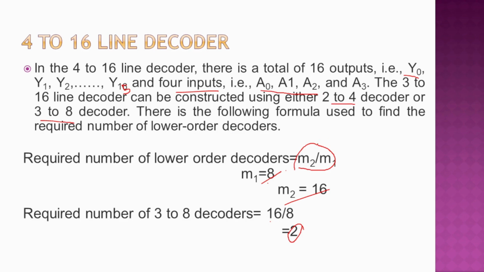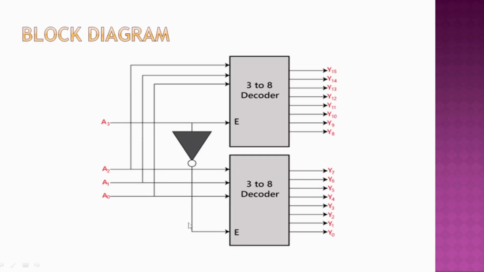If the question itself gives the values of M1 and M2, then with the help of these values you divide and find the required number of 3 to 8 decoders to construct the logical circuit. This is the block diagram of the 4/16 decoder constructed with the help of 3 to 8 decoders. So here we will use two 3/8 decoders to get a 4/16 decoder.